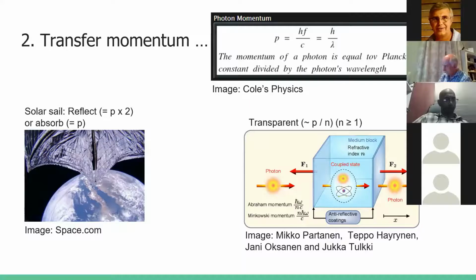Now, that is currently a very big subject of research. This image that I show you is from one of the references that I also use in my paper.